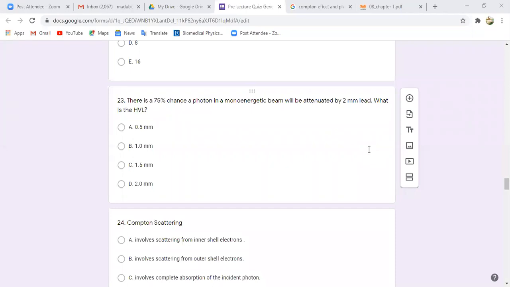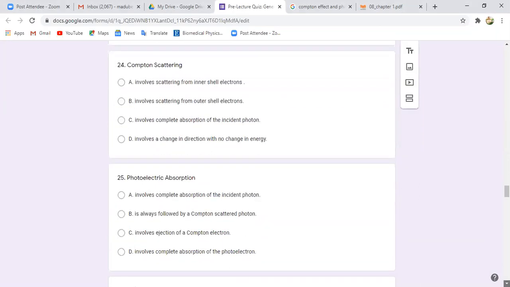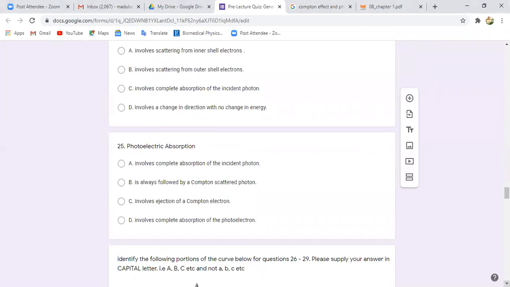Compton scattering involves scattering from outer shell electrons. That should be big. You don't have any problem with that. Question 26.5: photoelectric absorption involves complete absorption of the incident photon. It absorbs it completely. With that, I don't think we should look at any other option.